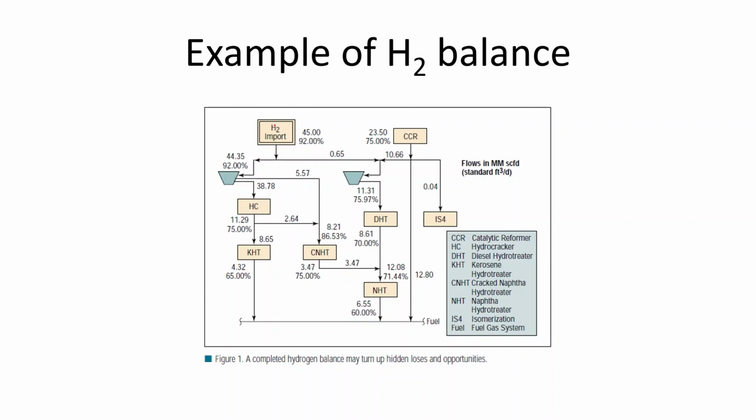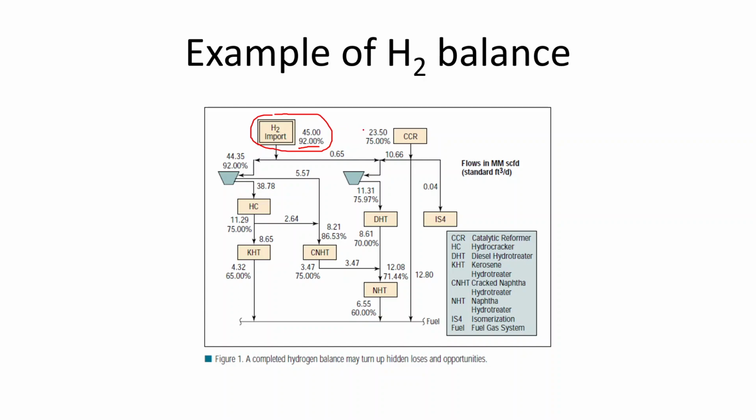So this hydrogen balance typically has a hydrogen import. This is typically what we call either you import it, or it comes from the hydrogen plant if you want to design the hydrogen plant. In this case, it imports hydrogen at a concentration of about 92% volume, and the flow rate is about 45 million standard cubic feet per day, million scf. Then we have another source of hydrogen, which in this case is the CCR, the reformer. The CCR itself produces 23.5 million scf of flow, and 75% of that is hydrogen.